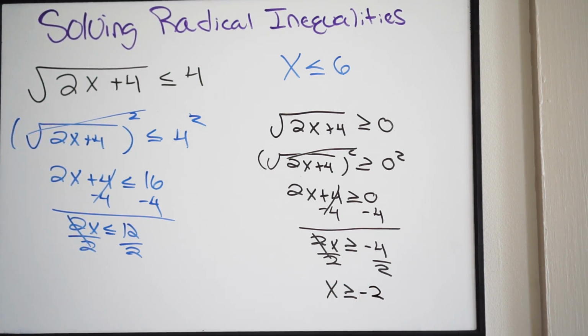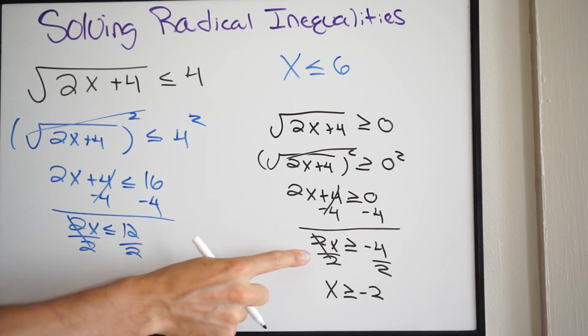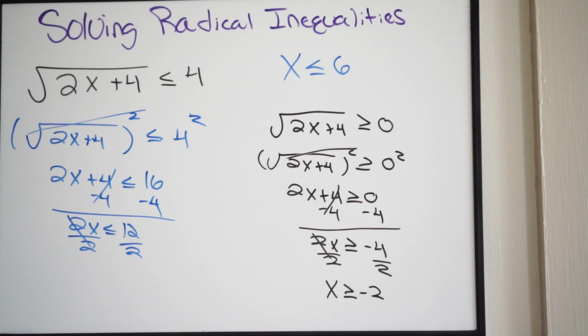Now remember, we didn't divide by a negative here, we divided into a negative, so the inequality does not flip here. But again, if we were to divide by a negative, then it would flip. So we get this right here, and we also have this. Those are going to be our two answers. So we have x has to be greater than or equal to negative 2, and x has to be less than or equal to 6.